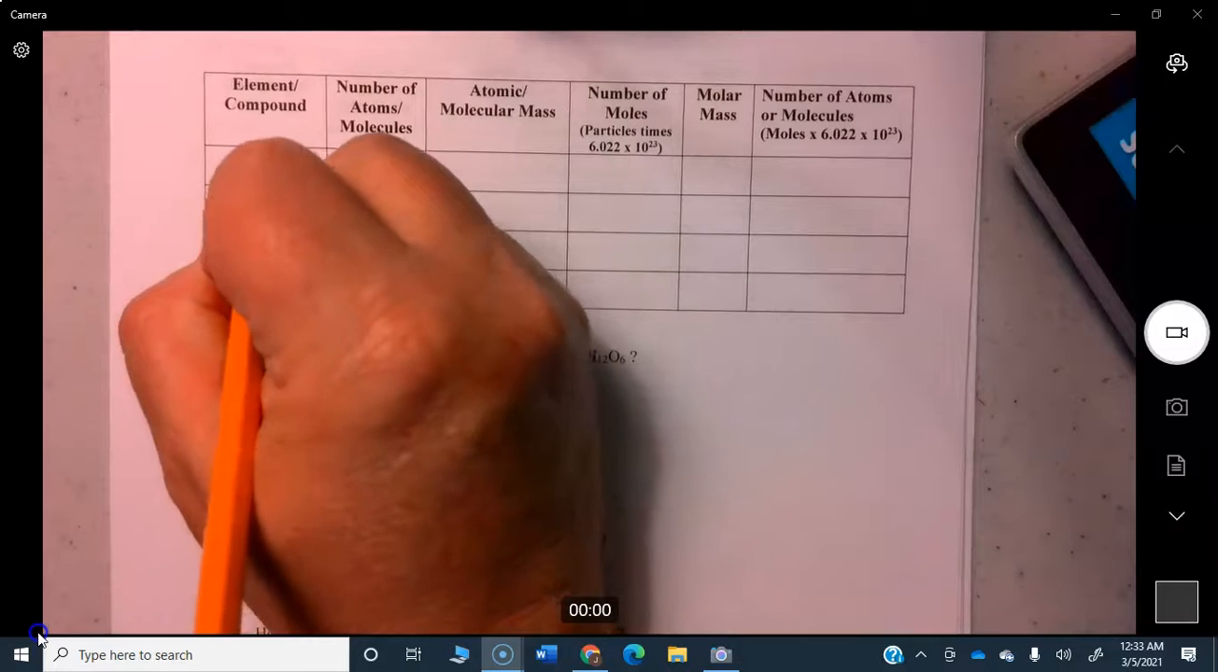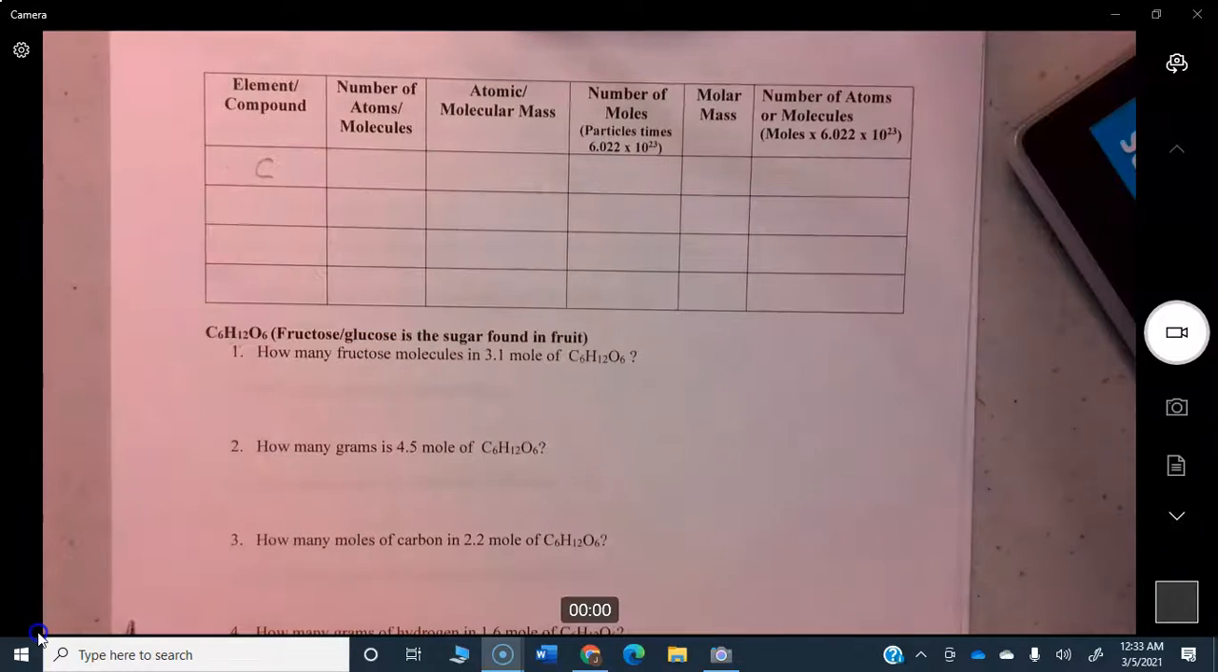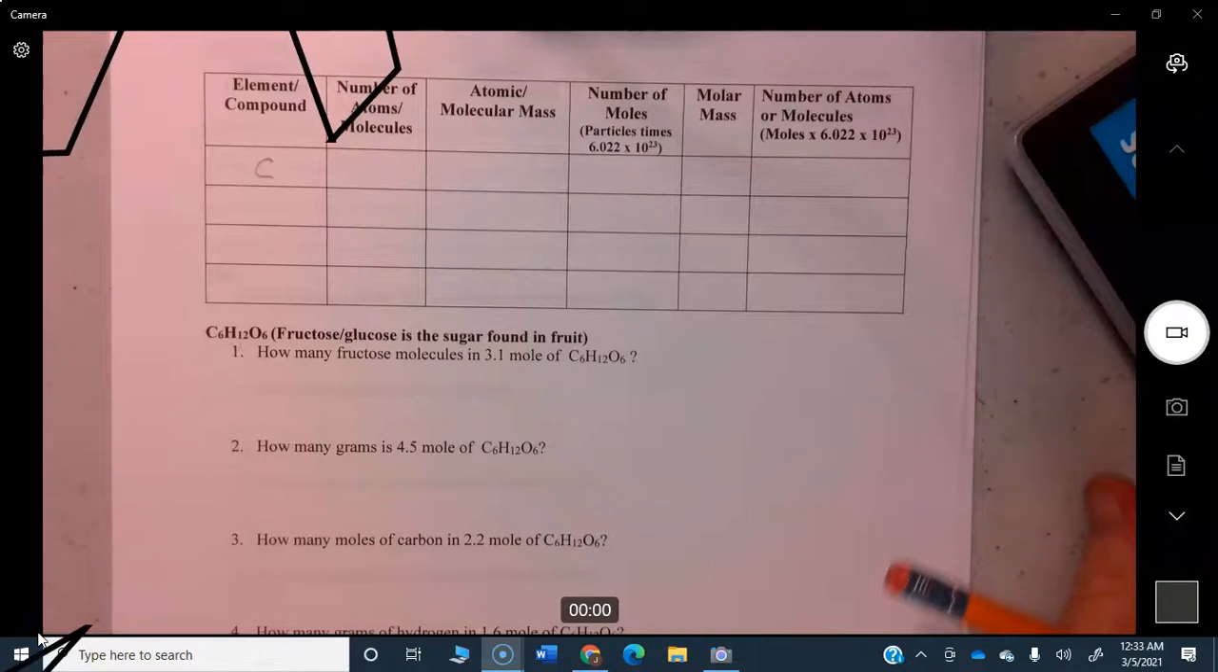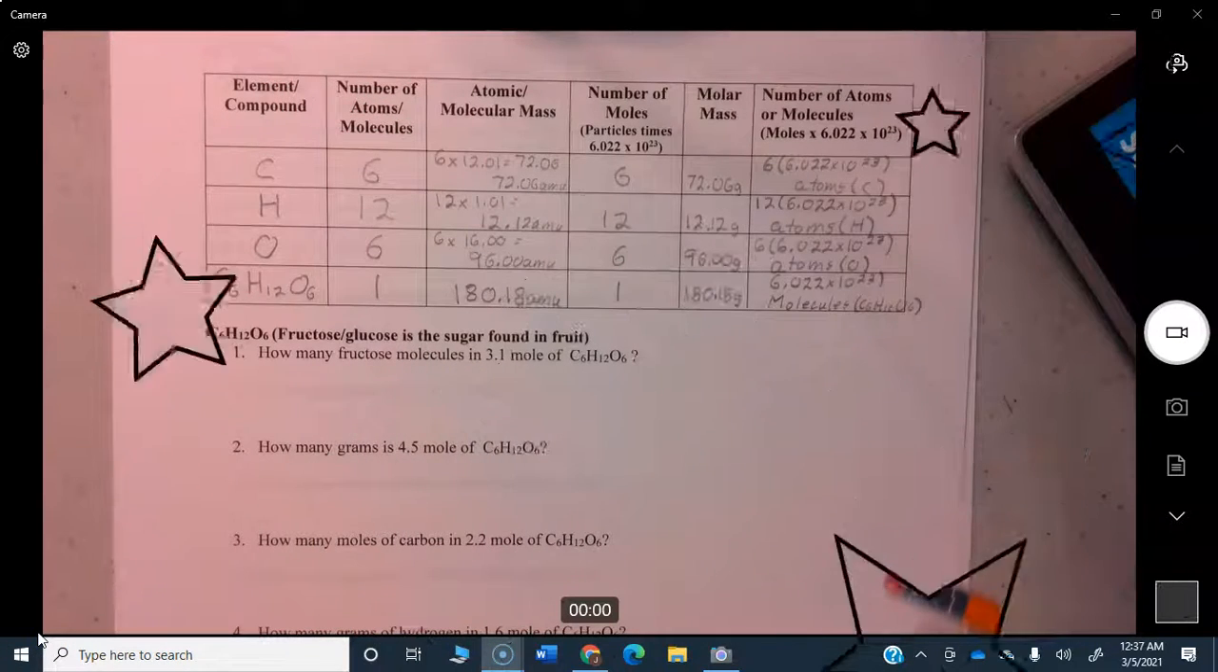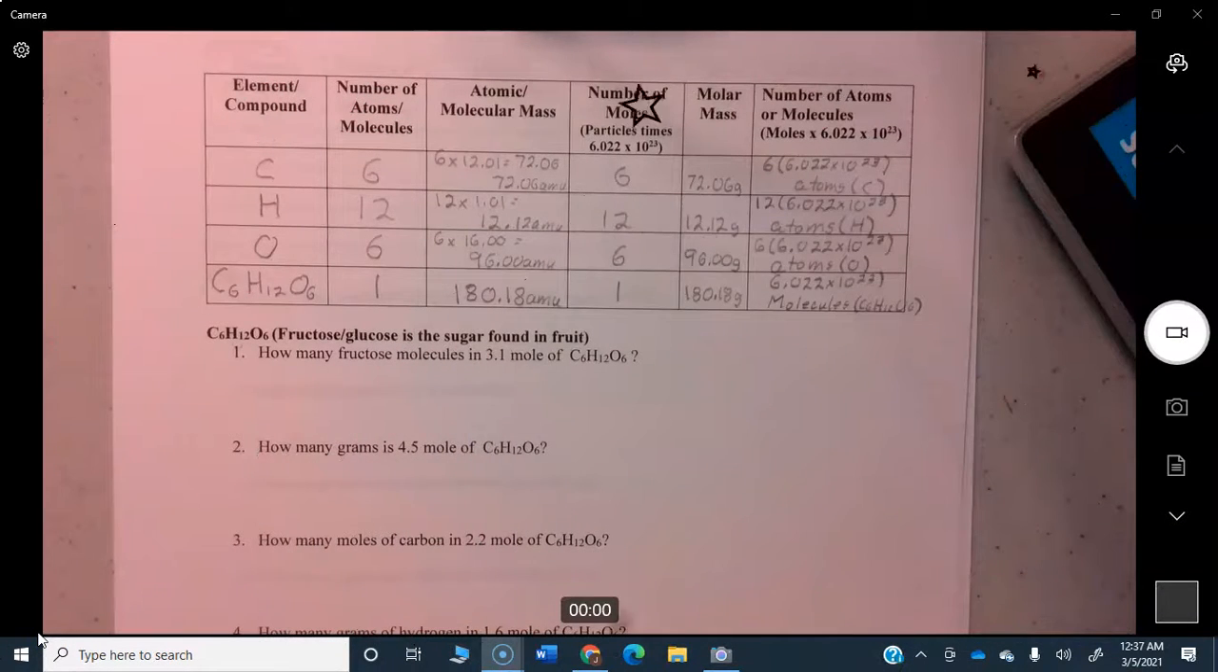Okay, so let's go ahead and do this for C6H12O6. So I'm going to fill out the table. You go ahead and do it likewise, and when you come back, see how yours compares to mine. All right, so this is the table. See how yours matches with mine.